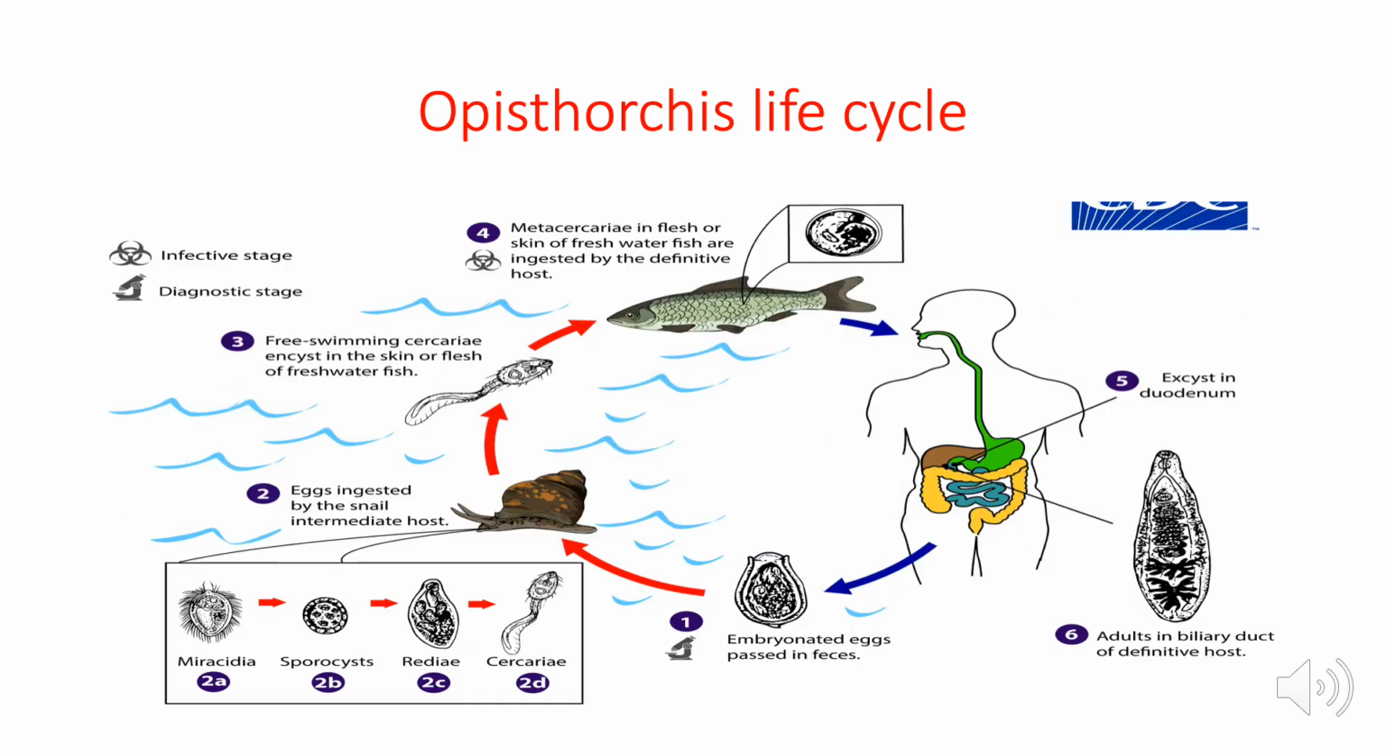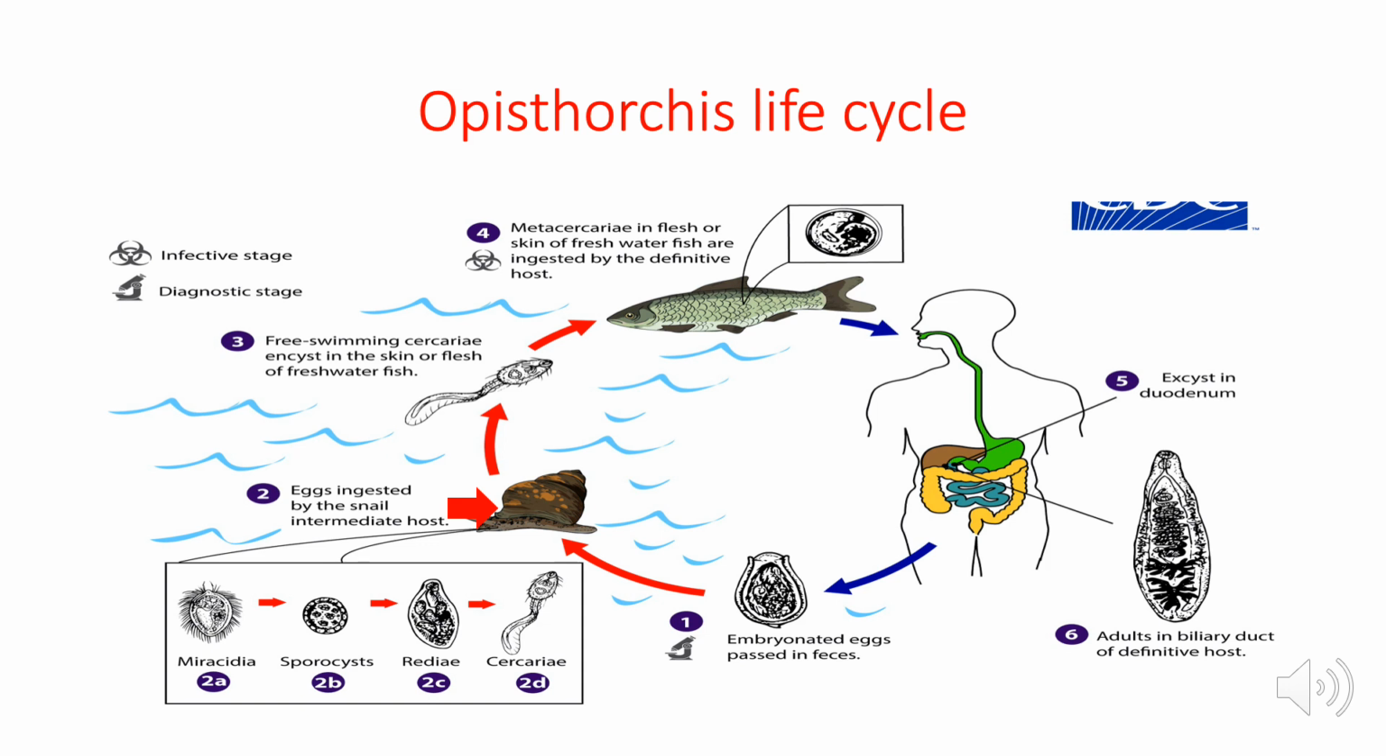This is the life cycle of Opisthorchis, and it's basically similar to that of Clonorchis sinensis. The adult worm is found in the bile duct. So therefore, in this case, humans act as definitive hosts. What is discharged from the body is the embryonated ovum, and this is supposed to be ingested by the terrestrial snail. So therefore, the infective stage to the snail is the embryonated ovum and not the miracidium.